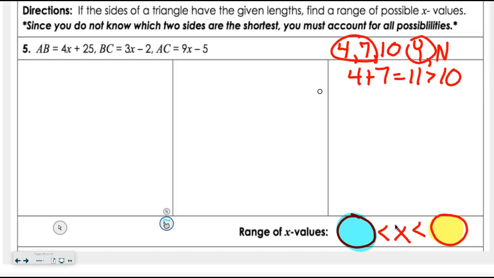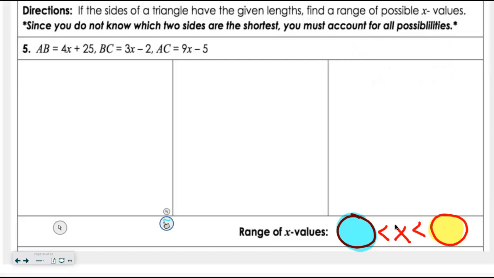It becomes more complicated today because with your sides, you don't know what x is. You don't know how long AB is. You don't know how long BC is. And you don't know how long these are. So if I were to say, Elisha, what's the shortest side? She'd go, I don't know. You didn't tell me what x is.